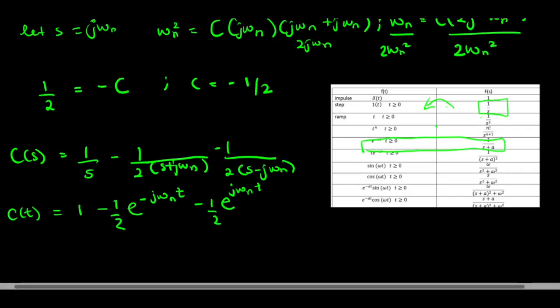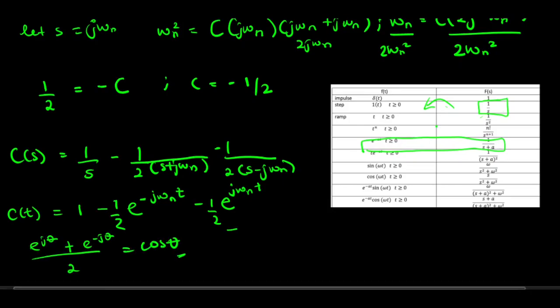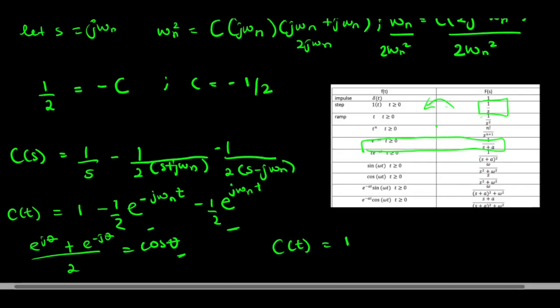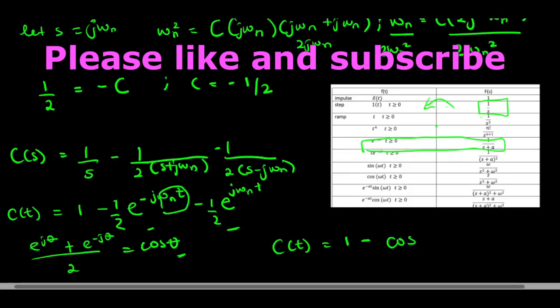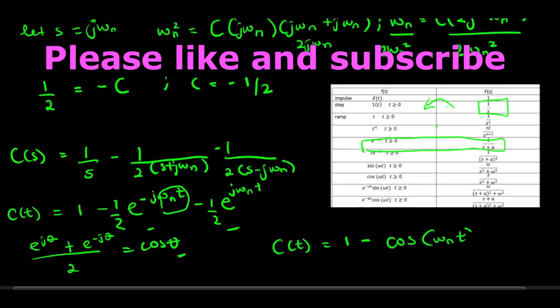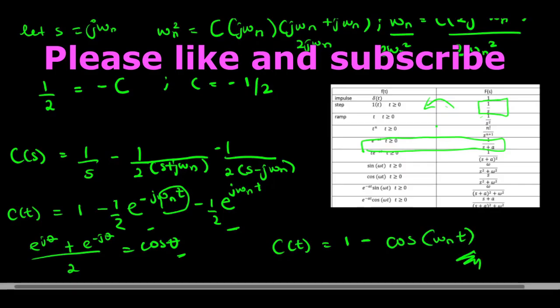Now there's an identity called Euler's identity. With this Euler's identity, we can actually simplify this too. So c(t) will be equal to still the same 1 minus, but in this case this will be cos, where theta is ωnt. So cos ωnt. So this will be the final simplified answer. Thank you for listening.